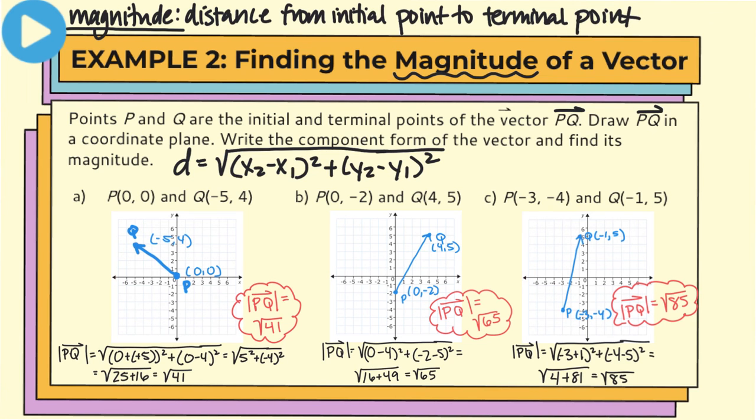So notice that for all of these, we left the square roots as their exact value. We didn't find the decimal form because the decimal form of all of these would be an approximation. When we leave them in the radical form, then they are the exact value.